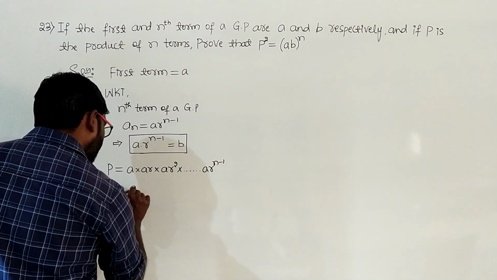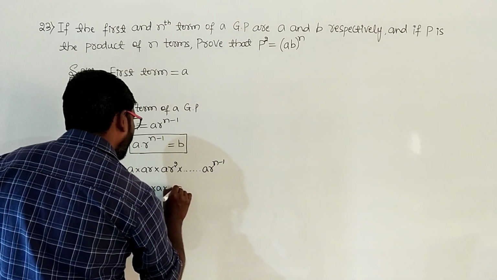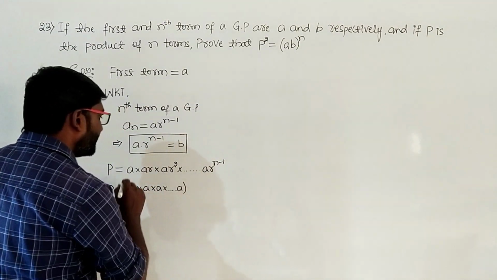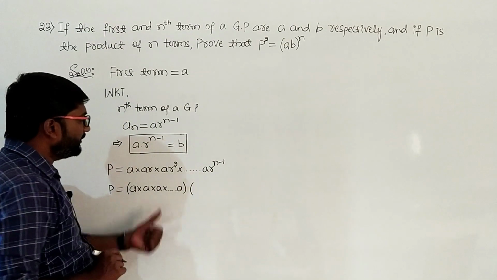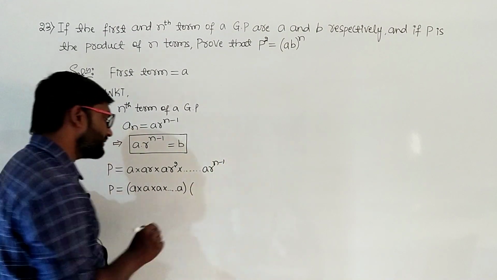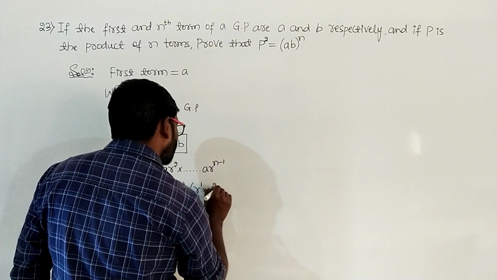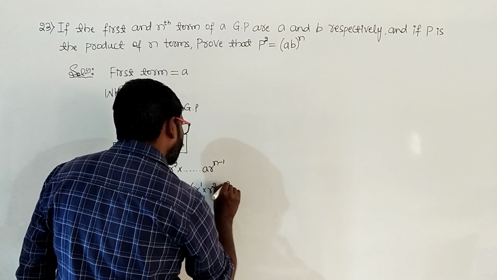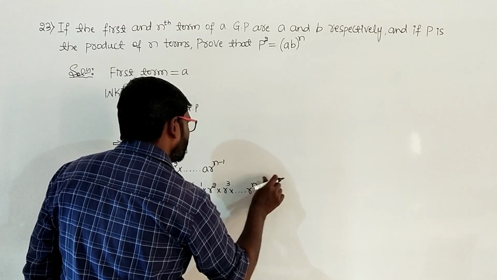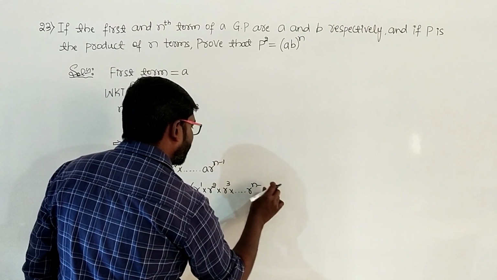So here a into a, so on a, the last a, then into what is the other term? R square, R cube, so on, R raised to n minus 1. So R raised to 1 into R raised to 2 into R raised to 3 into so on R raised to n minus 1. This is the second term.